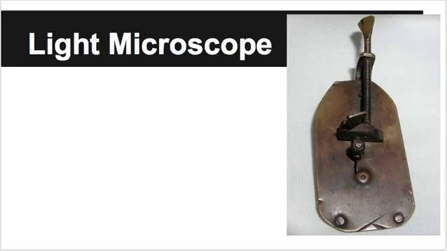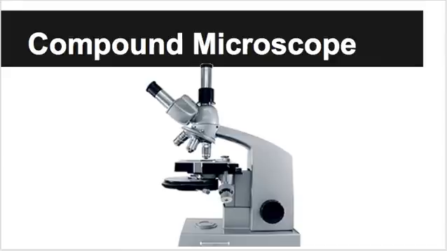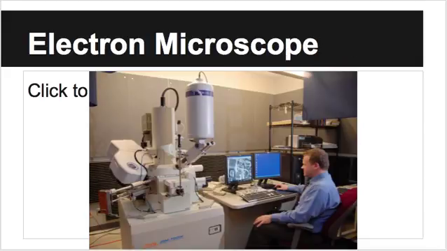So here's an example of what the first light microscope looked like. It looks pretty basic, but that's what was first invented. Compound microscope, this is kind of what we use when we say that we are going to be using our microscopes. An electron microscope, in this case, is a very large machine that you need to have special training to run.